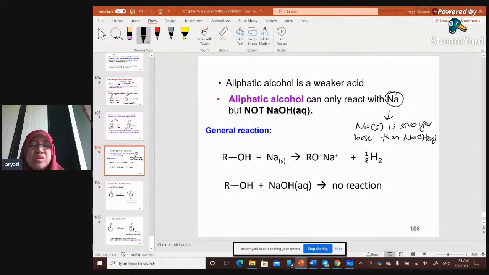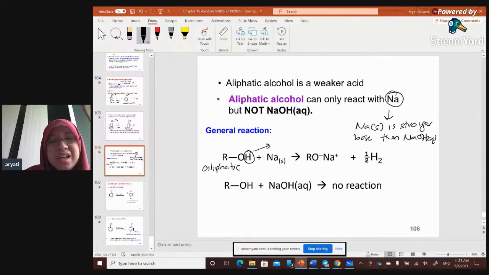Okay, so general equation, so ROH is an aliphatic alcohol. Aliphatic alcohol tu maksudnya bukan phenol. When reacted with sodium solid, hydrogen donate proton H plus, so dia akan jadi R, O minus Na plus, sodium alkoxide, and hydrogen gas. So kat sini hydrogen ada 2, so letak sini 1/2. So this one is aliphatic alcohol also, maksudnya bukan phenol.